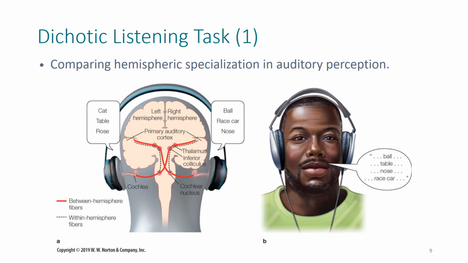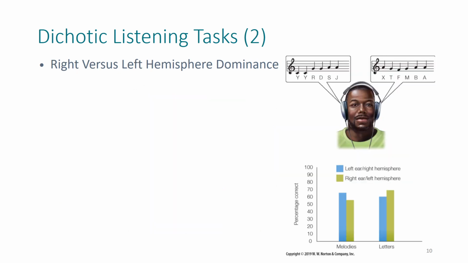Comparison focuses on whether the participant hears the reported information in the right or left ear, with the assumption that the predominant processing occurred in the contralateral hemisphere. With linguistic stimuli, participants are more accurate in reporting the information presented to the right ear. This is dichotic listening task 2, right versus left hemisphere dominance.